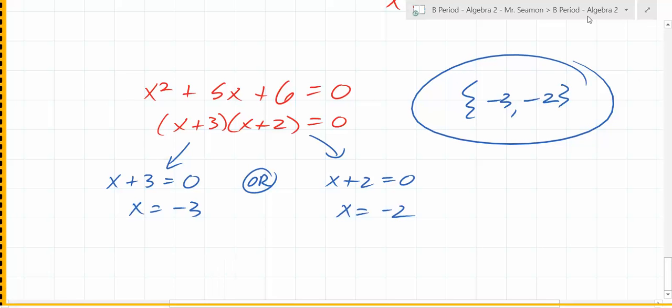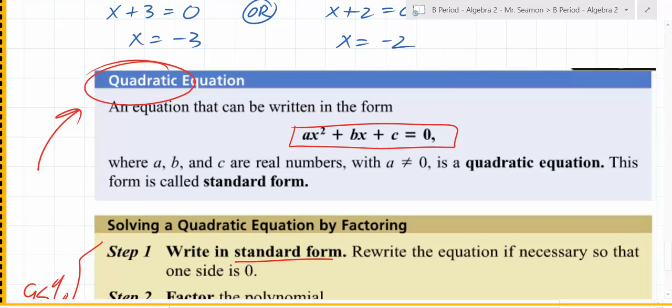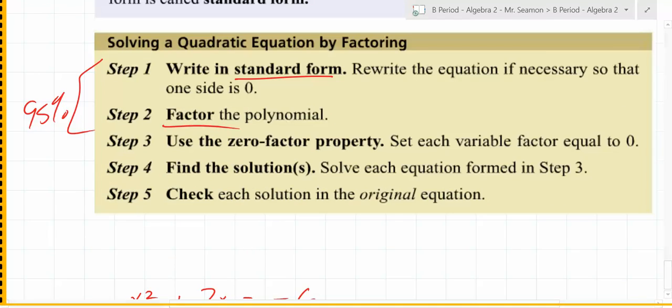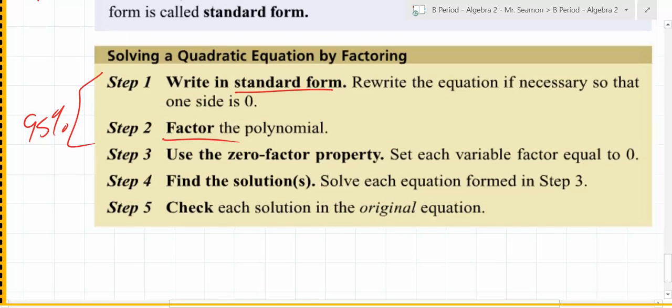So what do the steps look like? In standard form. So let's say I gave you x squared plus 7x equals, I don't know, negative 6. Is that in standard form? Take a look. Is it in standard form? No. Why not? So what do you do to both sides? So you get x squared plus 7x plus 6 equals 0. Is it in standard form now? So that first step was standard form. The second step was factor.